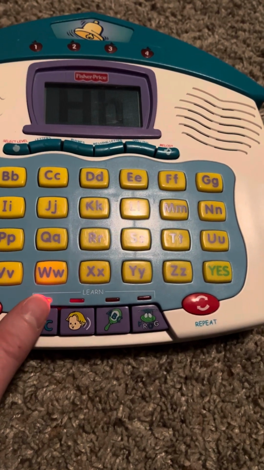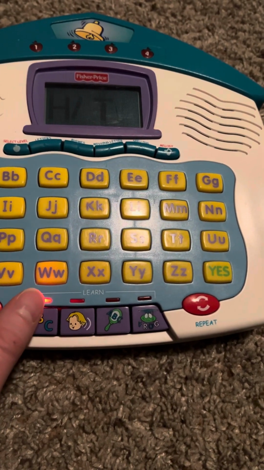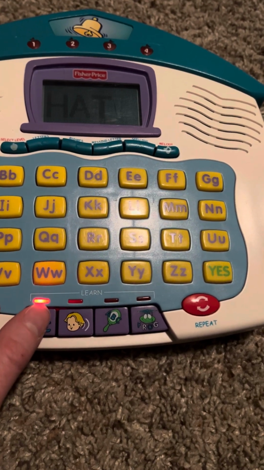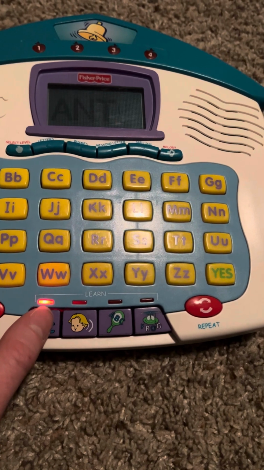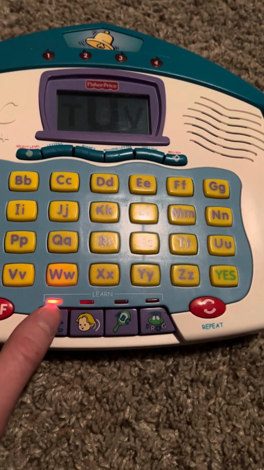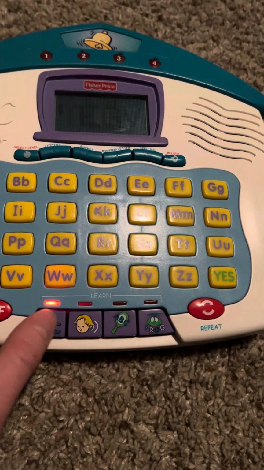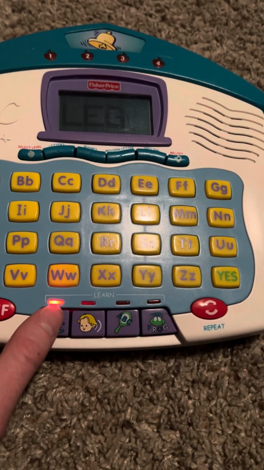This is the letter H. A is the middle letter in the word hat. A is the first letter in the word ant. The letter U comes just before V. L is the first letter in the word leg.